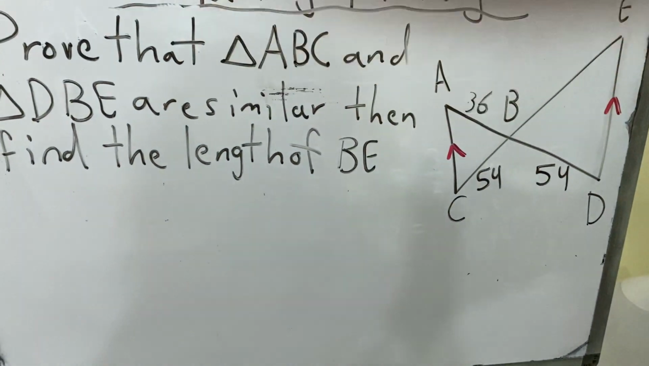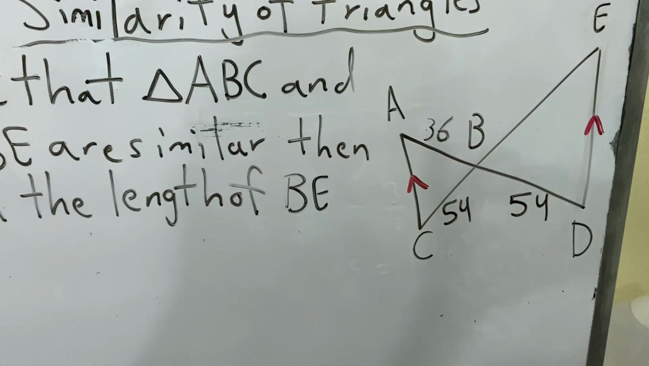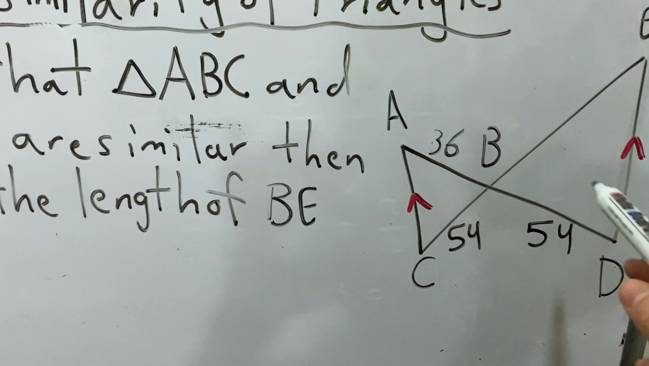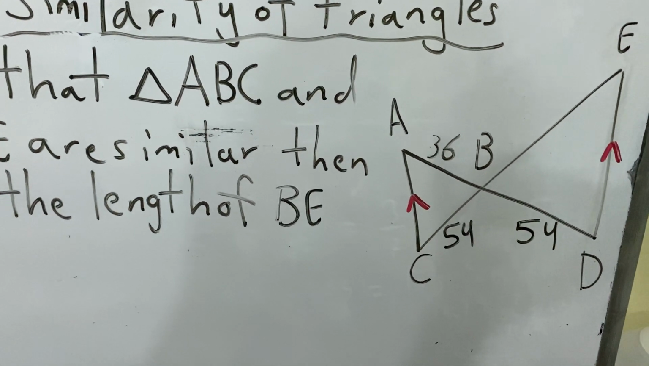Now I need to prove that these two triangles are similar, the big one and the small one. And why do I need to prove that they are similar, not congruent? Because they have the same shape but not the same size. So they are actually similar but they are not congruent.